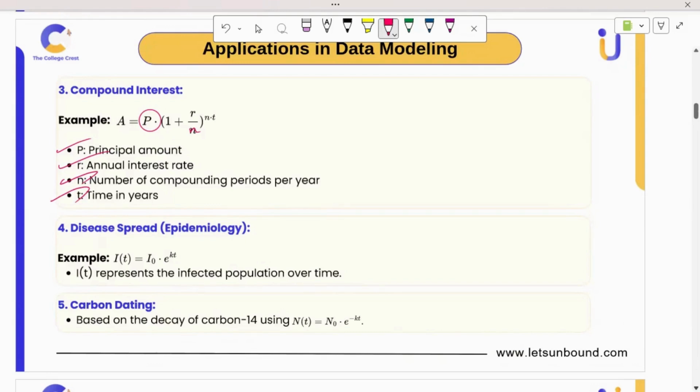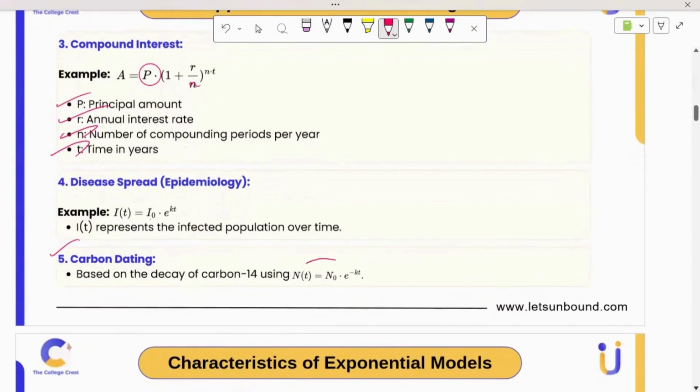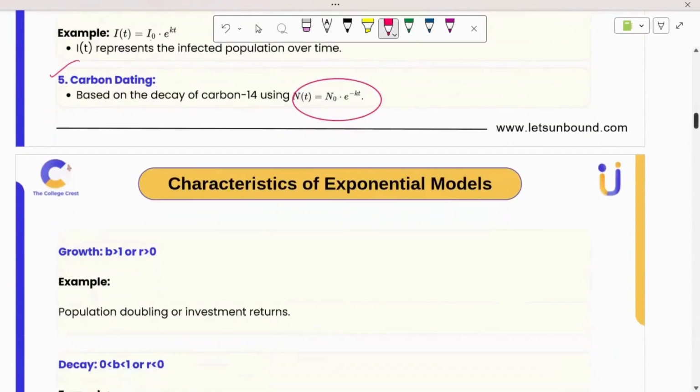Now, disease spread, epidemiology. I of t equals the initial amount of infected people times e to the power kt. It's growing or it's decaying, so that factor will be k, over a time t. Carbon dating is based on the decay of carbon, so they will find the age of a tree, something like this, right? That is also based on this. So whenever there is decay, you get a minus. Whenever it's an increase, the exponent is positive.